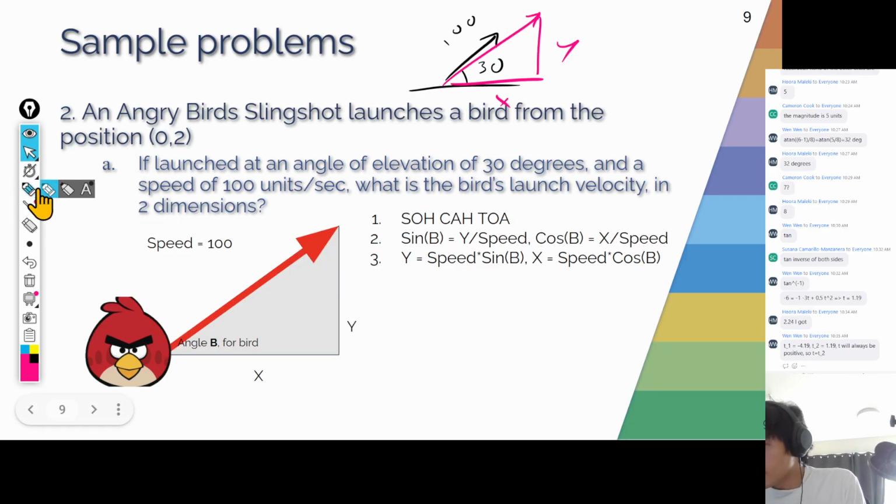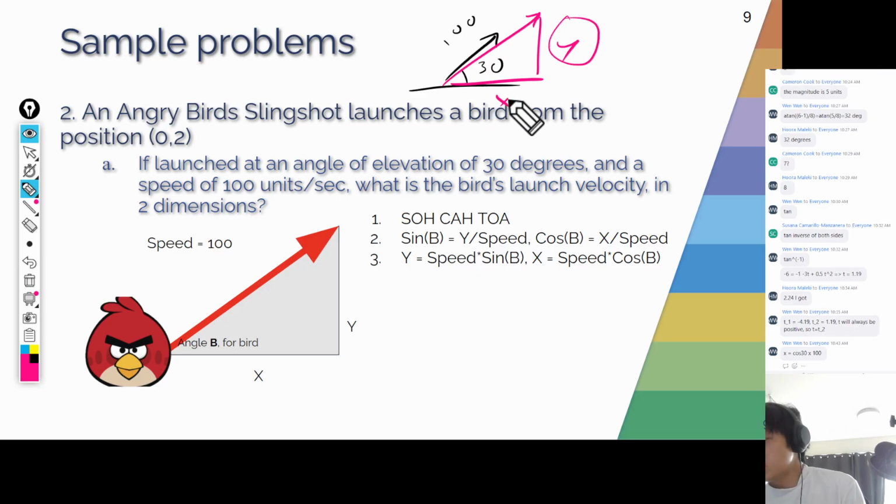Okay, so how do we do that? We just use sine and cos. We have an angle. We have a third side. We need to use that to relate this side length or this side length. So we will need actually two equations. The sine of this angle is going to be opposite over hypotenuse. Opposite y over 100.